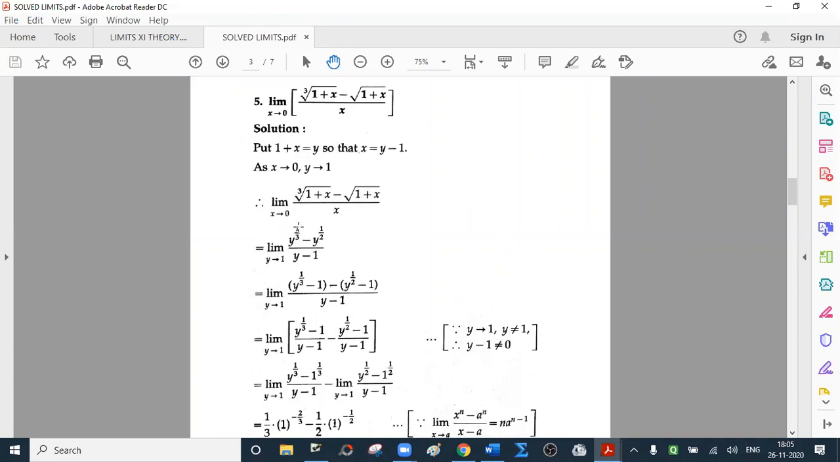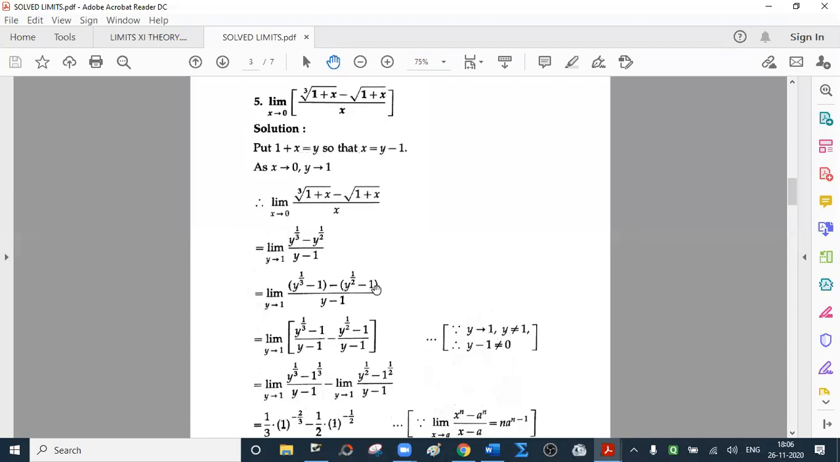So limit x tends to 0 of this becomes, see, that is why we always begin with L equal to, right? So we need not write this again. So L equal to, now 1 plus x is y. So y raised to 1 upon 3 minus y raised to 1 upon 2, because square root means raised to 1 by 2. Now what is this x? As 1 plus x is y, x is y minus 1.